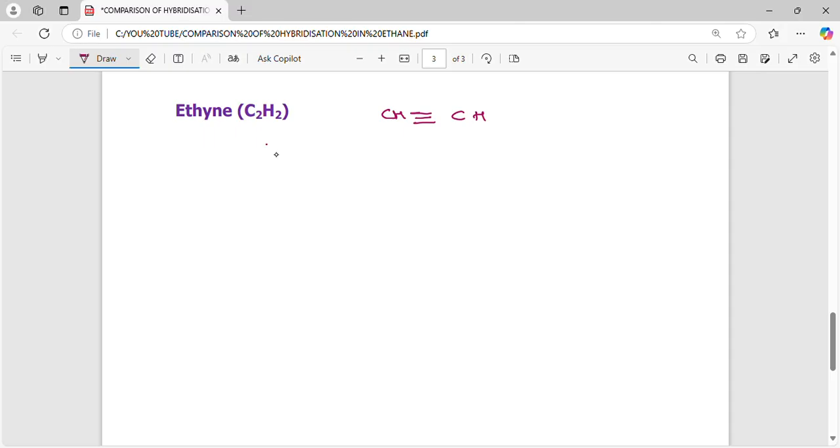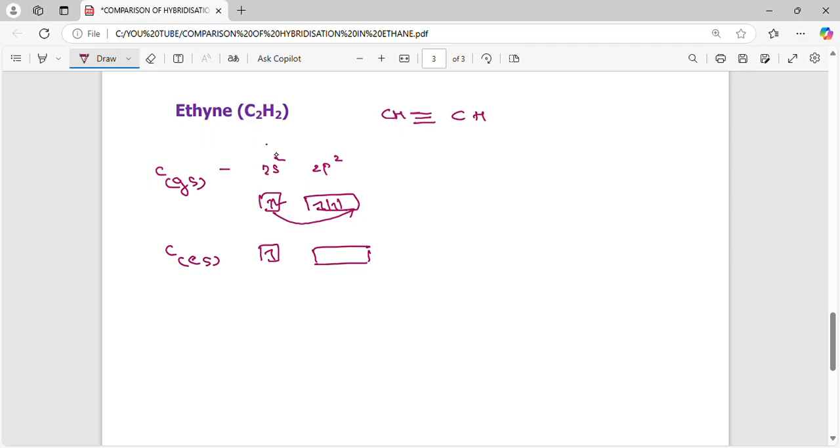So let's start with the electronic configuration of carbon. Its electronic configuration in the ground state is 2s2, 2p2. This is 2s2 and this is 2p2. Now carbon in the excited state: one electron from 2s moves into 2p. It becomes 2s1 and 2p3. This is how the configuration looks.